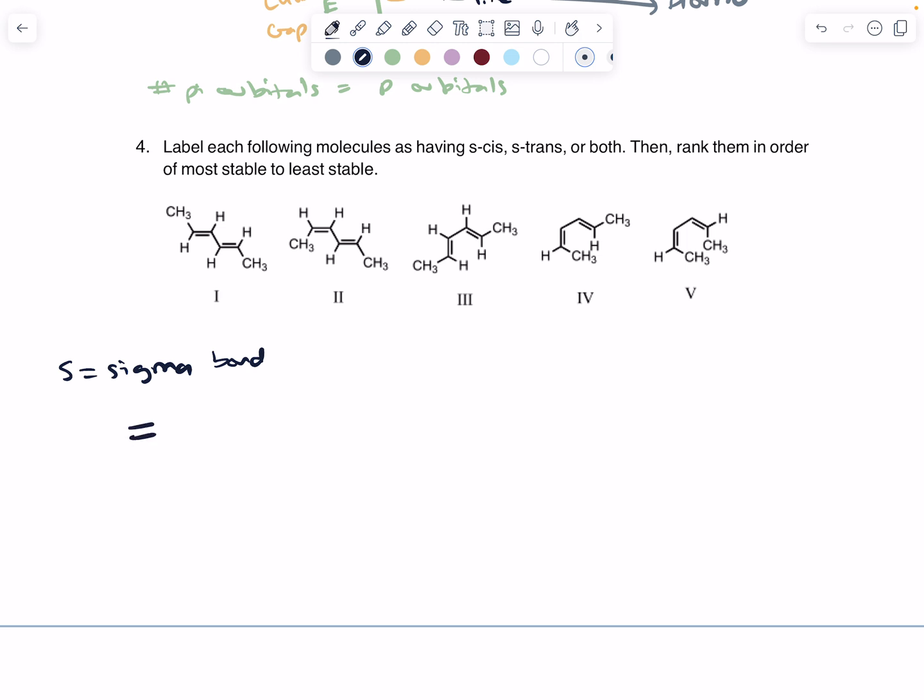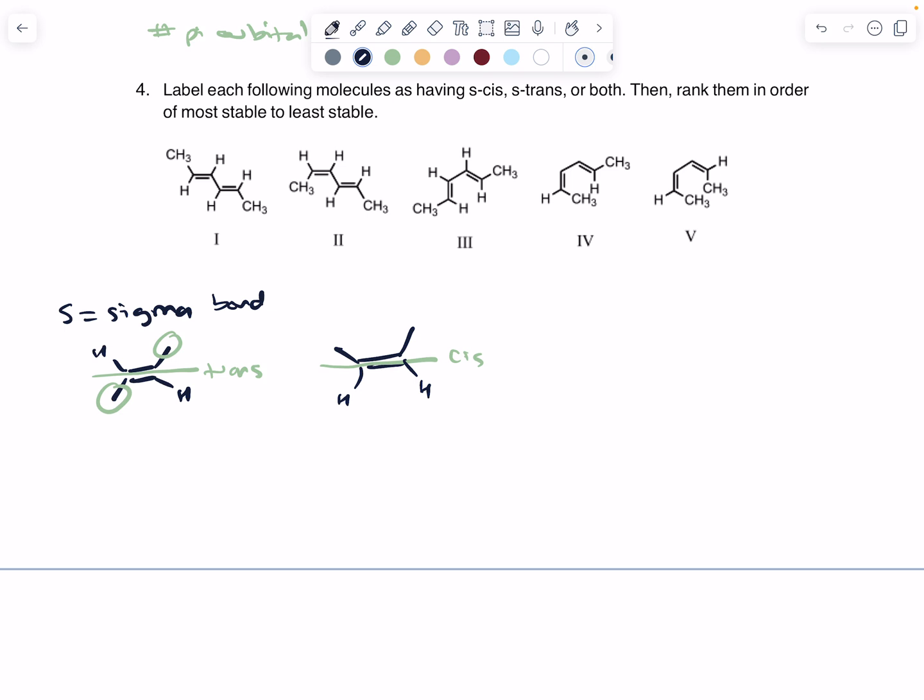So traditionally, cis and trans, we would look at just on a double bond. You draw a line through a double bond. If these are on the opposite side, then it's trans. And if these are on the same side, then it's cis. So you could only identify cis or trans on an individual double bond. Well, now if we have two double bonds around a sigma bond, we can tell if they're cis or trans around the sigma. And so we say S cis or S trans.